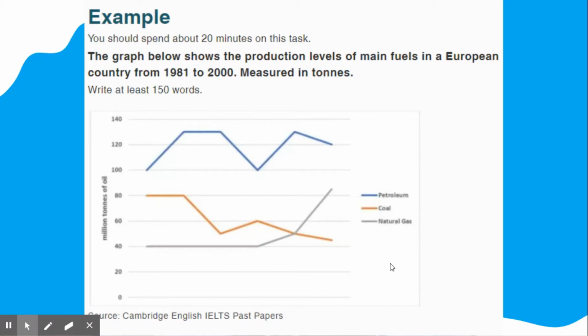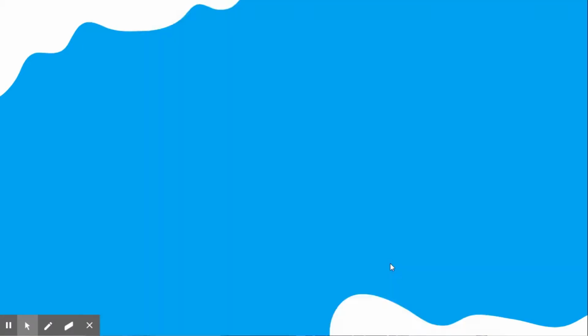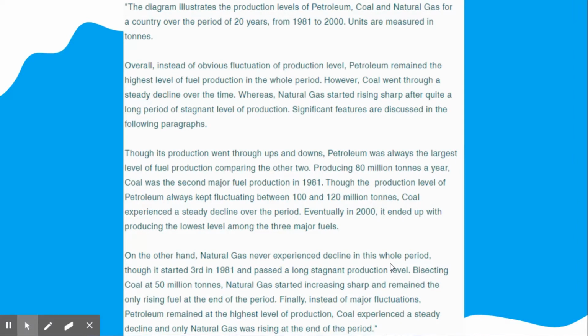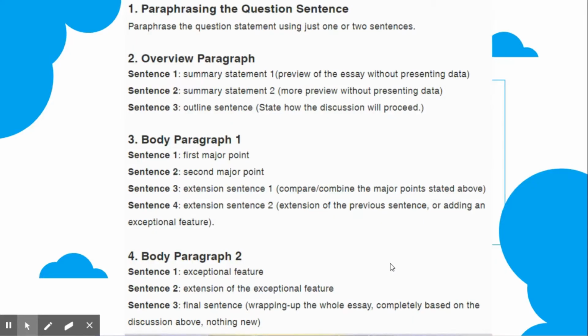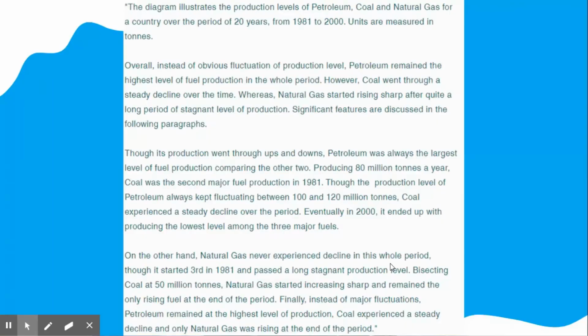So this is the question, and this is the sample answer. The sample answer consists of 4 paragraphs. Look at the first paragraph. It's really short. It only consists of 2 sentences because what you have to write in paragraph 1, have a look at the strategies, is to paraphrase the question statement using just 1 or 2 sentences. So that's what we are doing in the model answer.